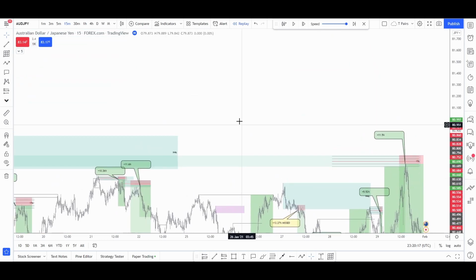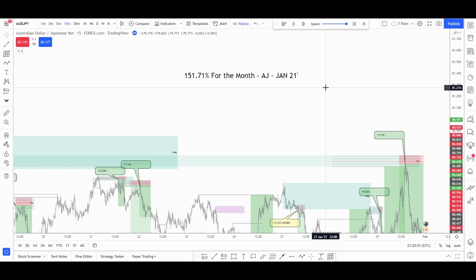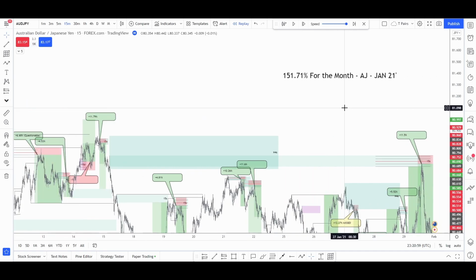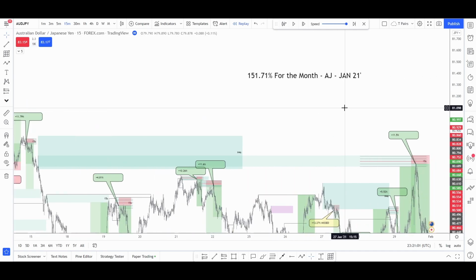151.71% for the month. Not bad going. Really not bad going at all. So per day, that's quite a lot. Per month, 151% on your account. Doesn't matter what size your account is, it's going to be growing pretty damn fast if you do that every month. So we'll come back in, maybe in a month's time, couple of months' time, and we'll do the February, see how we get on there.